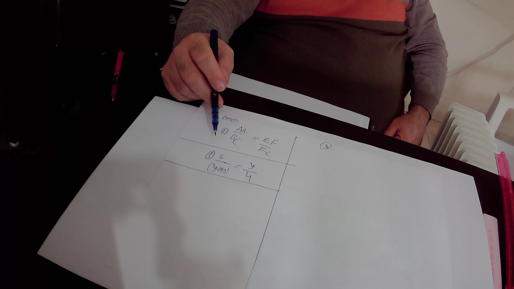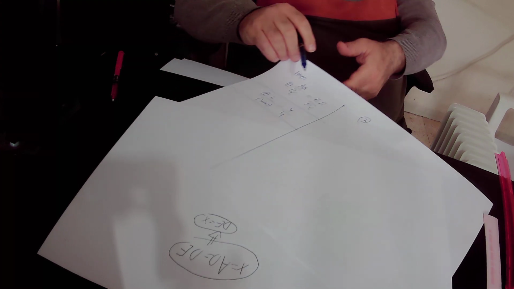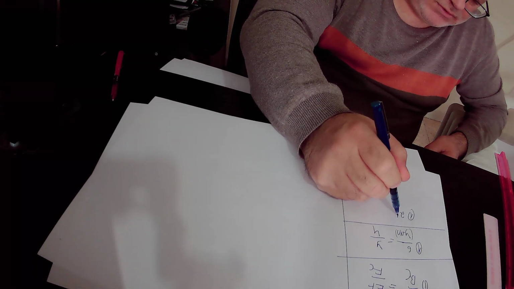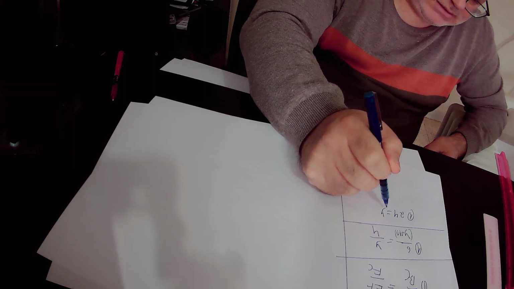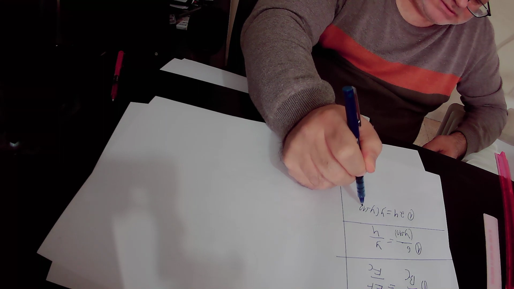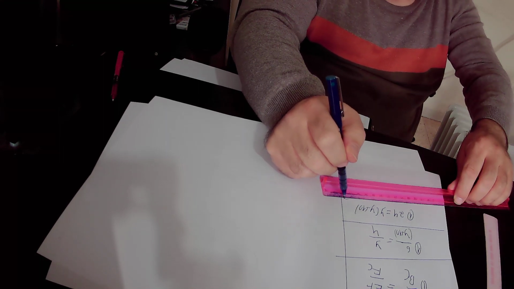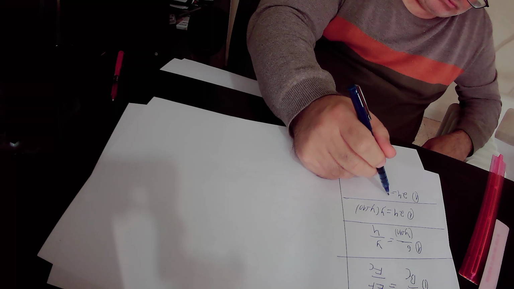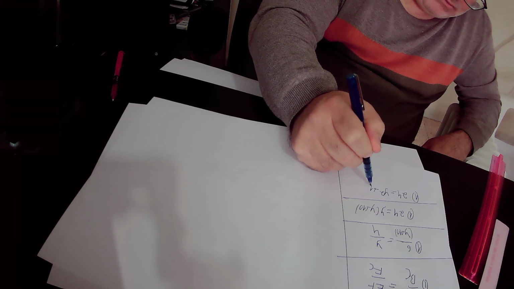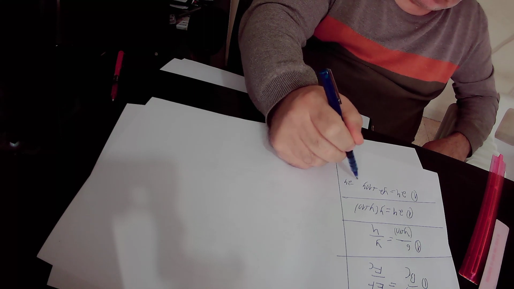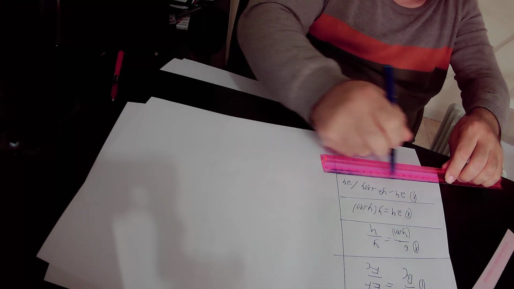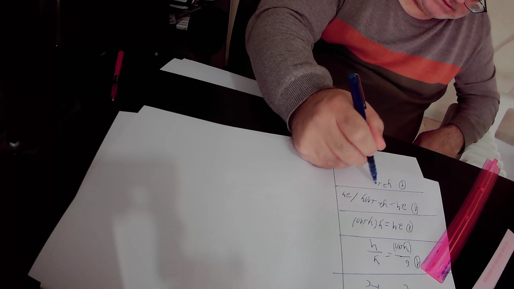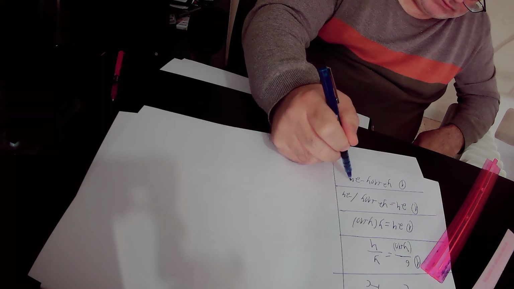Here we cross multiply equation number 1, and we get 6 times 4 is 24, equal to y times y plus 10. Here we open the brackets, and we get 24 equals y squared plus 10y. We subtract 24 from both sides, and we get y squared plus 10y minus 24 equals 0.